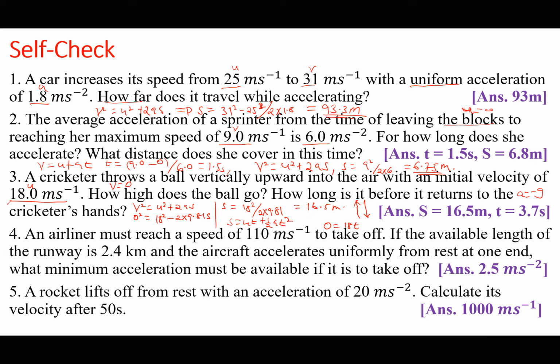Because it goes and it comes back, the acceleration is still negative. The initial direction of motion is upward, so the acceleration is negative. So it will be minus a half times 9.81, times t squared. So I'm just going to make t the subject.